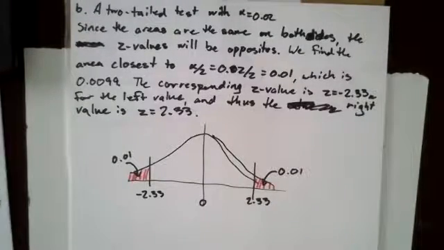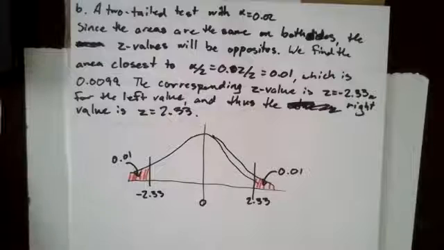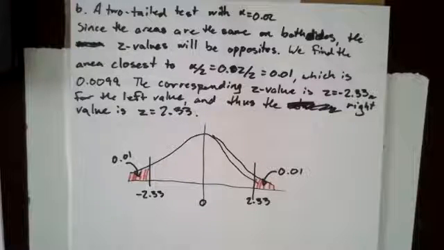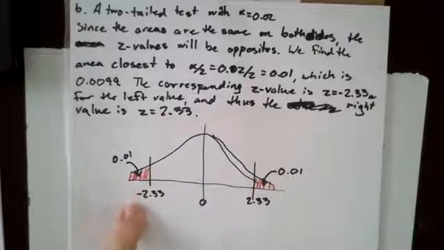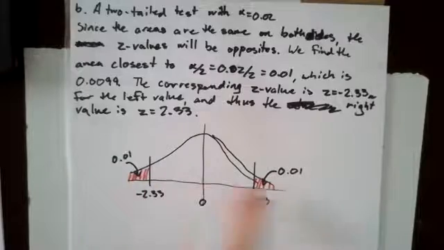A two-tailed test with alpha equals 0.02. Since the areas are the same on both sides, the z-values will be opposites. We find the area closest to alpha over 2, which is 0.02 over 2 equals 0.01, which is 0.0099. The corresponding z-value is z equals negative 2.33 for the left value, and thus the right value is z equals 2.33. And here is the sketch. Didn't draw it very well the first time. I had to smooth it out. But here are our critical values and our areas.